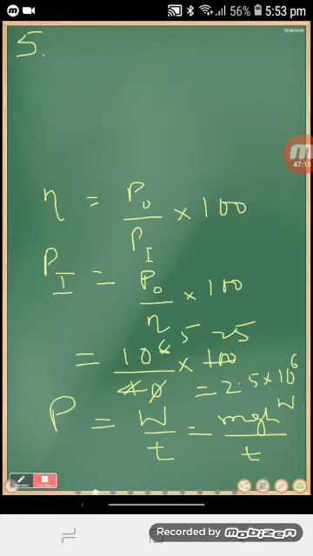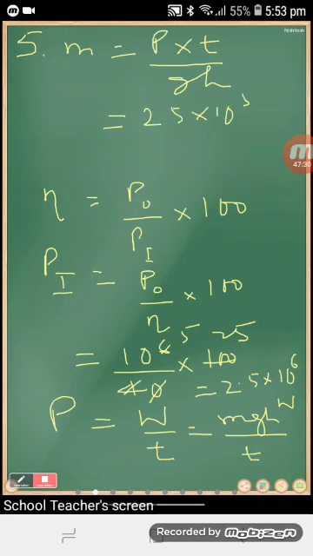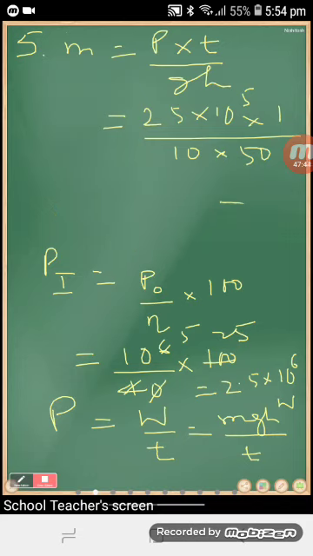So the formula becomes M is equal to P into T upon GH. P we get as 25 into 10 to the power 5. T is 1 upon... G is 10. H is 50. And if you solve this, you will get the required answer.